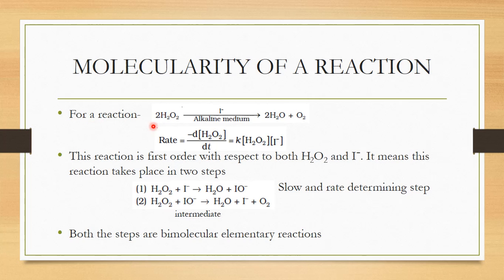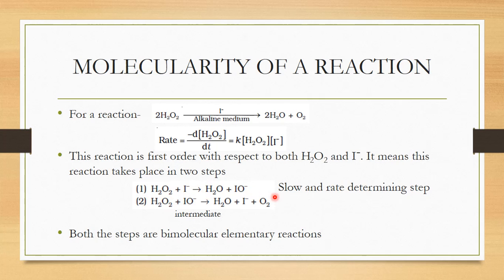Here is one more example. H2O2 in the presence of iodide and alkaline medium decomposes to form H2O and oxygen. Rate can be written as -d[H2O2]/dt = k[H2O2][I⁻]. It means this reaction is first order with respect to both H2O2 and I⁻. However, in the reaction, you can see 2 moles of H2O2 appear. It means this reaction takes place in two steps.